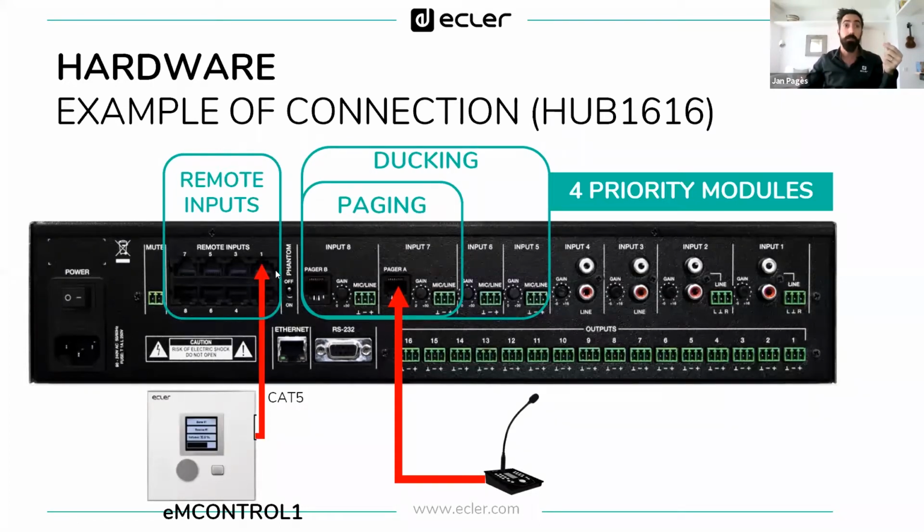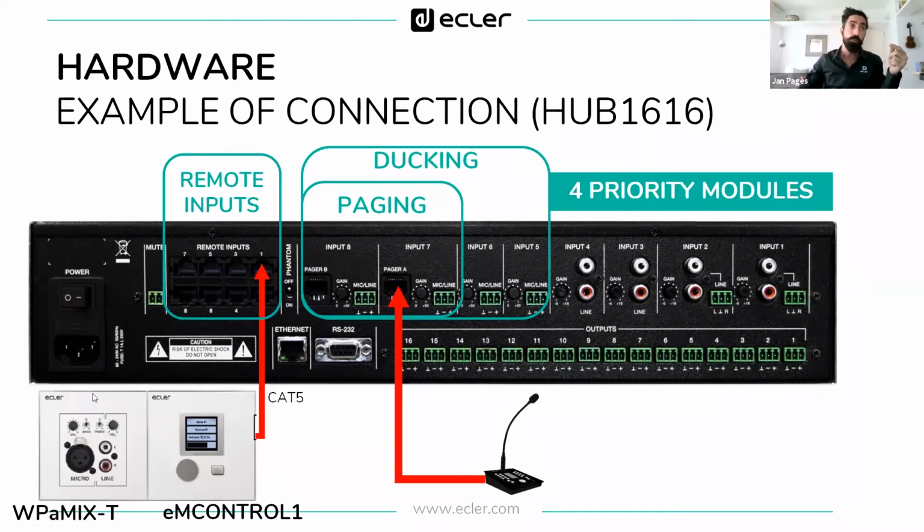Through this Cat5 cable, we already power the device, so we don't need an additional power supply. And through this Cat5 cable is traveling the control, okay? Additionally, we can connect this EM control to a WPA mix T to add an audio signal. WPA mix T is a wall panel that is actually a mixer, 2x1 mixer. So now in the Cat5 cable, we have both power, control, and a balanced audio signal going into the remote input 1. So we use the remote ports for both controlling and adding audio inputs.